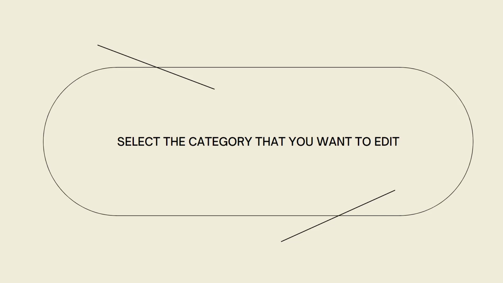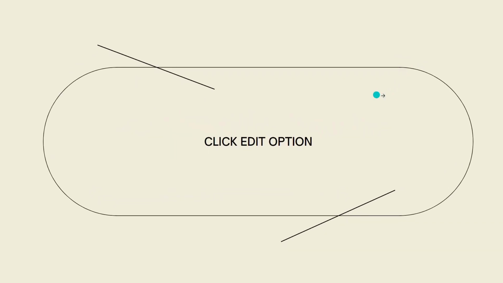Okay, so if you have the category that you want to edit, just go ahead and move your mouse in that category, and then you should see the edit option at the lower part of it. Okay, so now just go ahead and start editing the category.